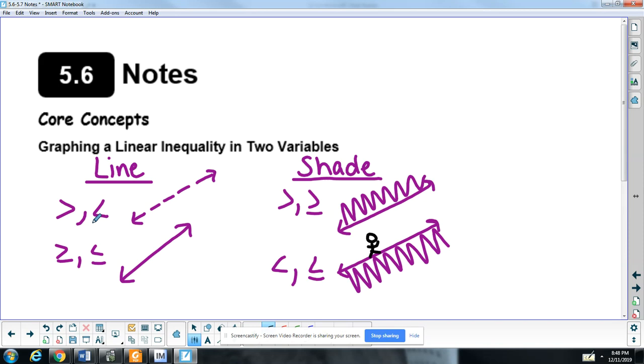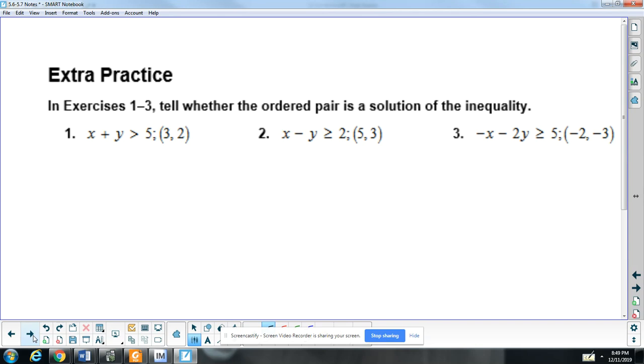Okay, so very important. You have to know your inequality sign and what it means for the line. Know your inequality sign and what it means for the shading. Because what happens is the shading tells us the solution. So let's jump into some practice.